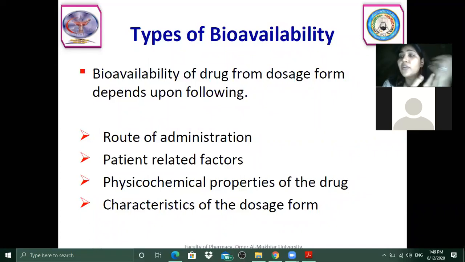So what kind of route of administration you are taking, that will also determine how much bioavailability there will be. Then patient-related factors, for example, children, old aged people, obese people, thin people, or sick patients, right? Depending on the characteristics of your patient, the bioavailability criteria is also going to be different, right?